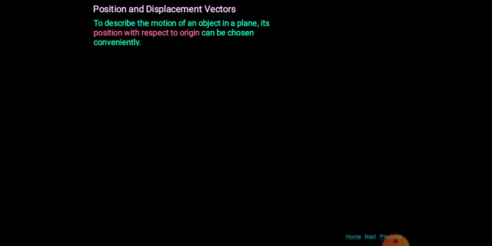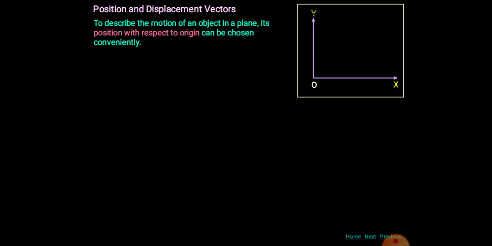So we will discuss the position and displacement of vectors. Here we have to describe the motion of an object in a plane. For that, the position with respect to the origin can be chosen conveniently. Let us try to understand with the help of the figure. Here I have taken x and y. These are the two axes. O is the origin. First I have taken here the point P. Let P be the position of the object in the XY plane at a time t.